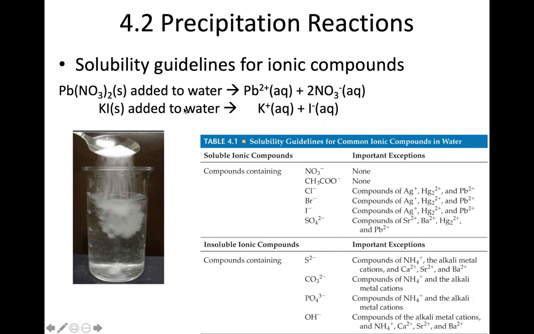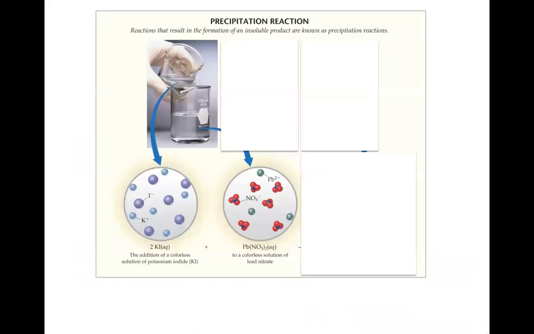I have lead nitrate. All nitrates are quite soluble, so it will break apart and give me the cations and the anions. Potassium iodide, I'm going to look at iodides. Iodides are quite soluble. There are a few exceptions, but not potassium. So I'd say this is what would be present in each of those beakers. That's how I'm interpreting the provided data. So what happens if I mix them together?